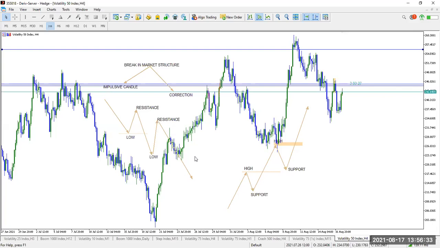Here becomes a resistance, then we have gotten another resistance, and we have gotten a low. So when the market is selling, it will be printing resistance and giving us lows. When the market is buying, it gives us highs and gives us support.